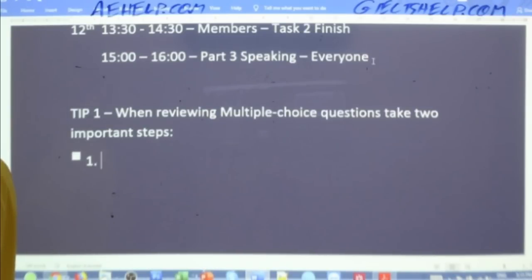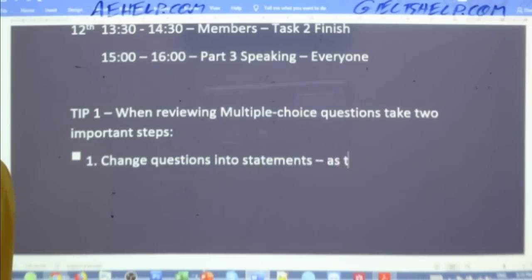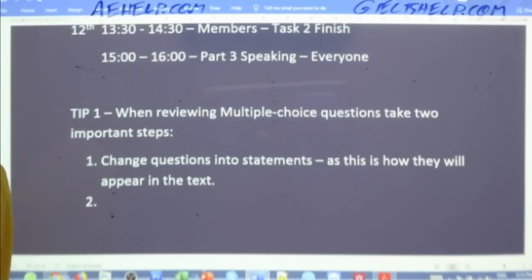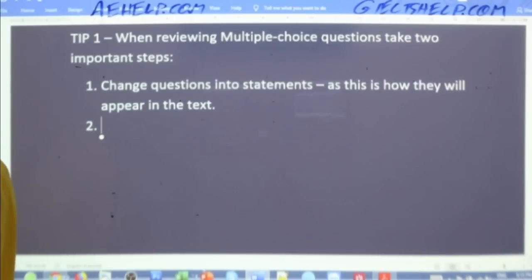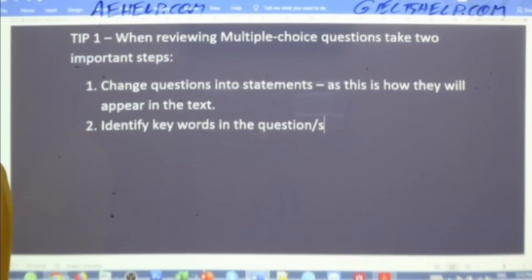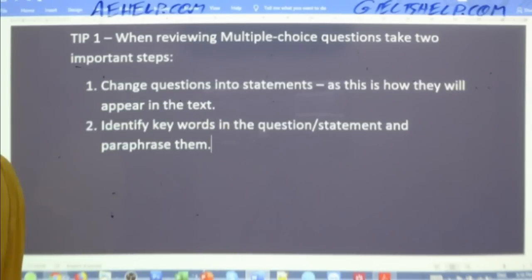One, change questions into statements, as this is how they will likely appear in the text. And two, and we discussed this for the previous one, which was the sentence endings, identify keywords in the question or statement and paraphrase them. Okay, take those two steps.